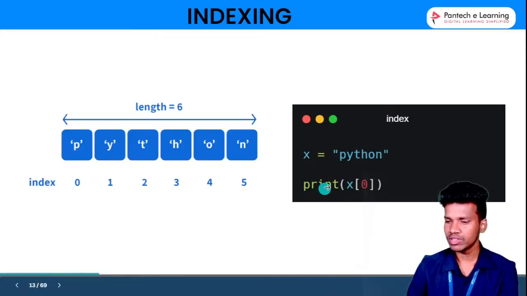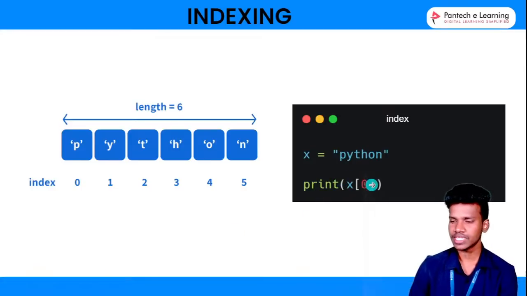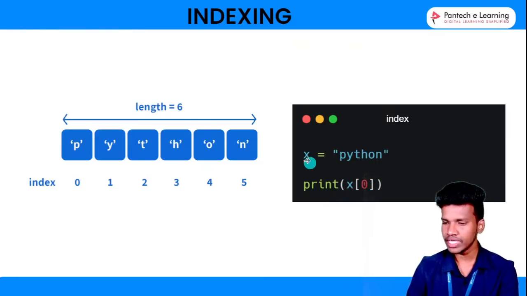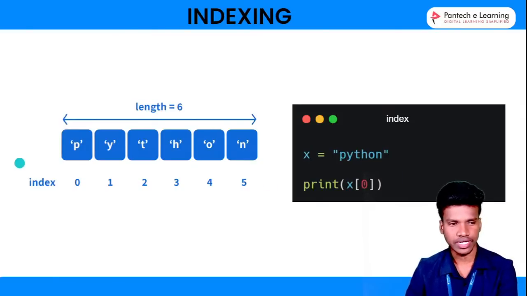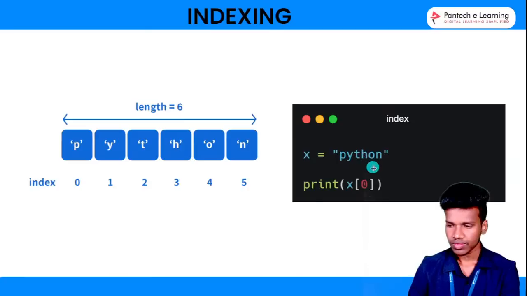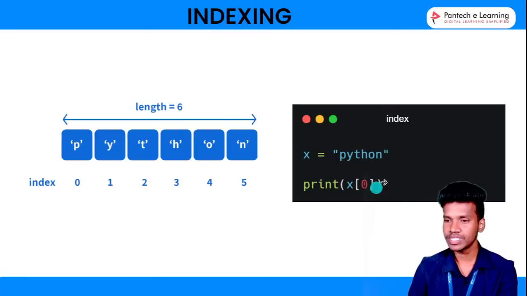Now I will access the index number to get the value of each character. So I print X and call the 0th index. Which one is my output? P is index 0. Okay, so P is the 0th index number.